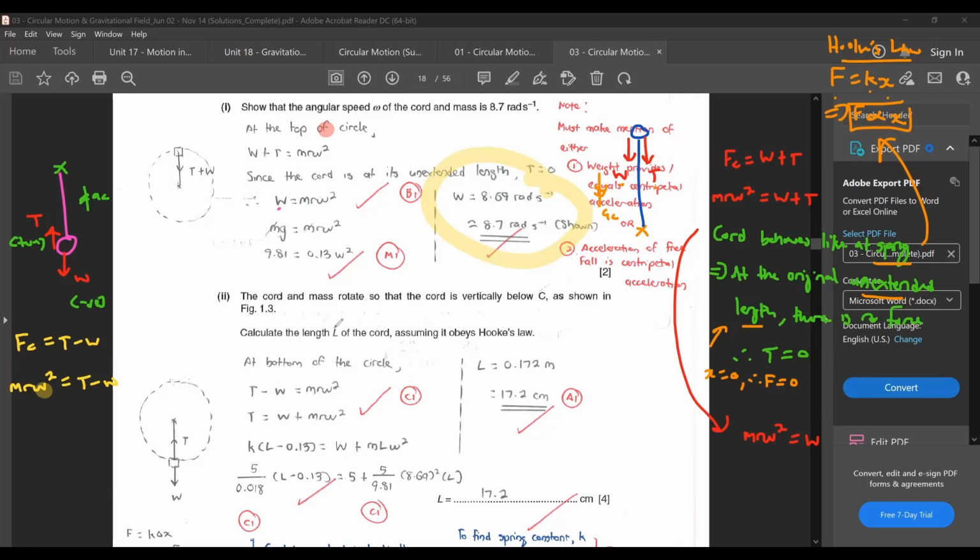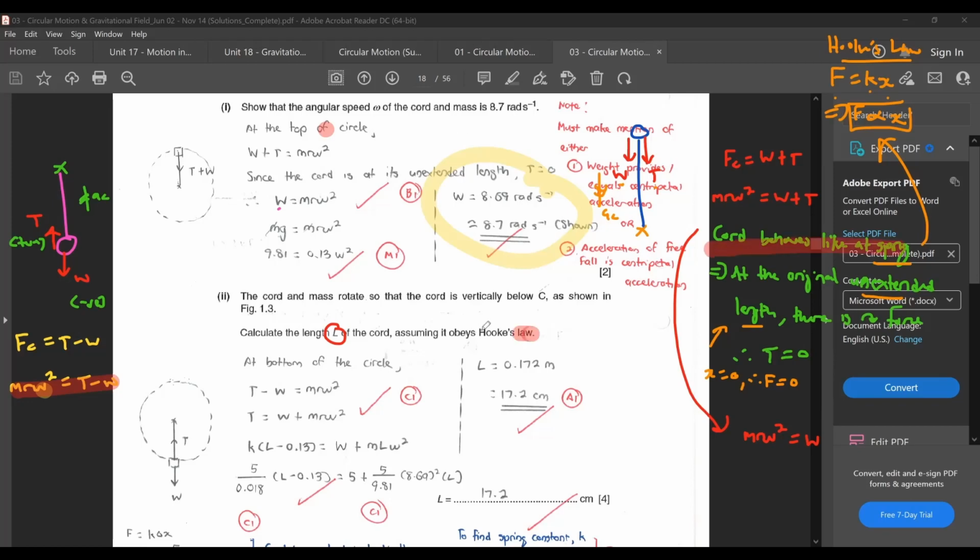They are asking you to find length L. As it is right now, this expression does not have length L. You have to change one of the expressions inside here such that it has length L inside. Now, remember just now I told you that your cord behaves like a spring.